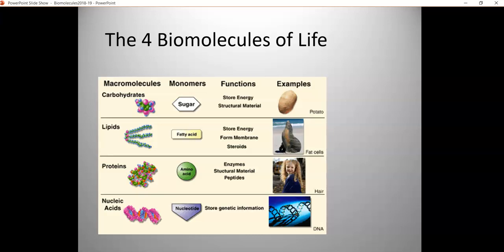And then, of course, your nucleic acids store genetic information. That's your DNA and your RNA. Okay. Proteins, your hair. Lipids are your fat cells. And an example of a carbohydrate would be a potato or a candy bar.